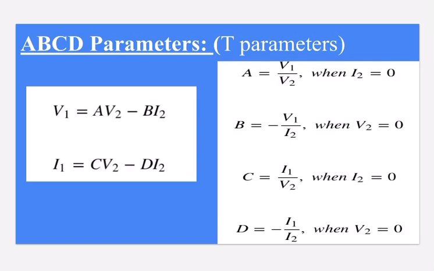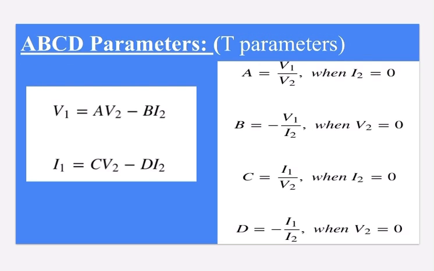Okay, next we have ABCD parameters, which are also called T parameters. In T parameters, we will get the following set of two equations by considering the variables V1 and I1 as dependent, and V2 and I2 as independent. The coefficients of V2 and minus I2 are called T parameters, as well as ABCD parameters.